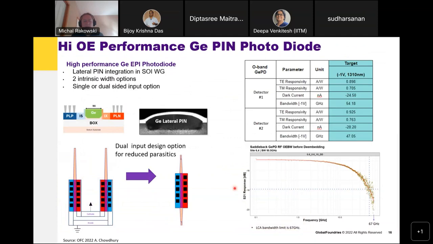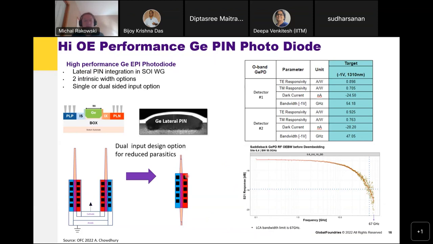One slide on the detectors. As I mentioned, this is one of the key blocks for a high speed transceiver. We have developed a germanium PN diode. It can work in different configurations, with a single input or dual input. Such an input may be very favorable for the WDM system, and on the receiver side, each side of the waveguide can work with a different type of polarization.